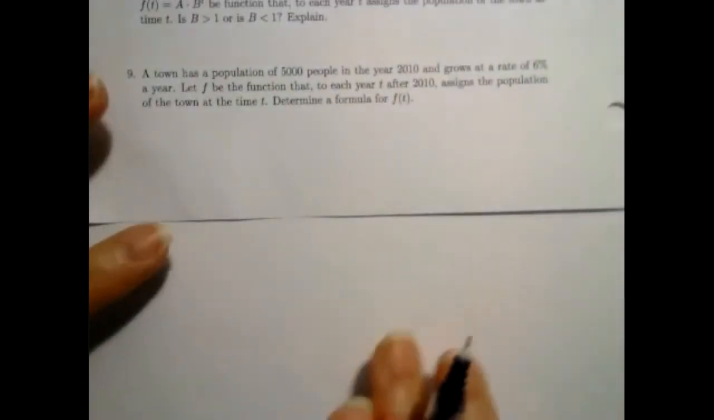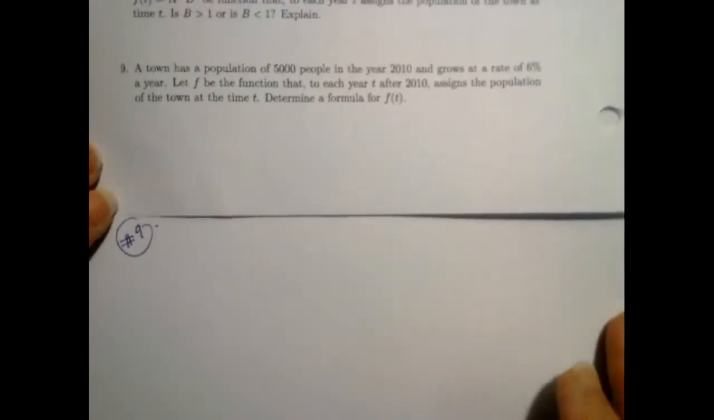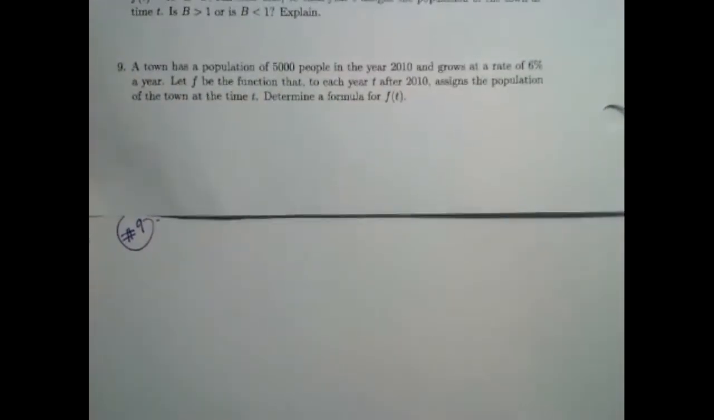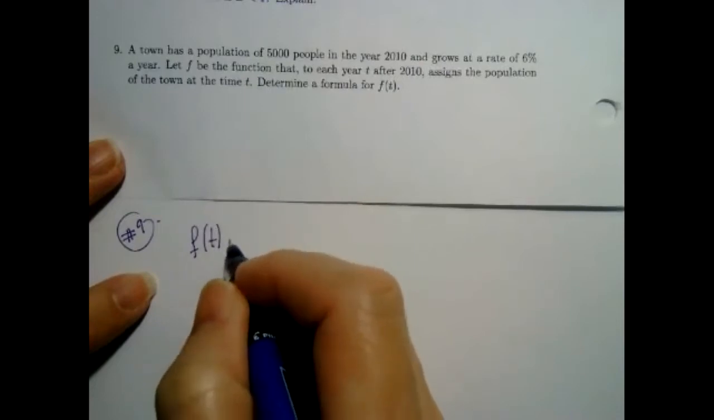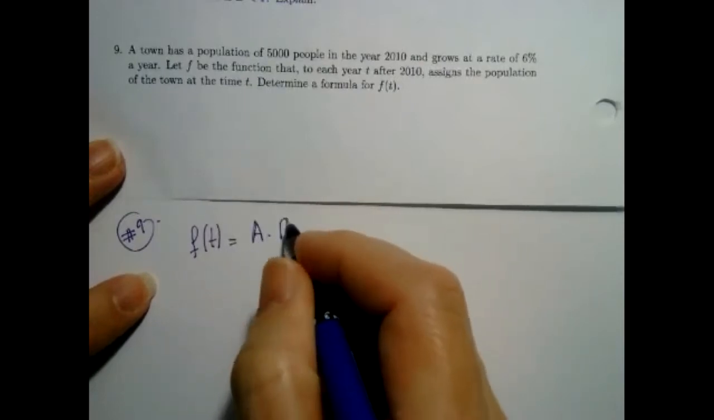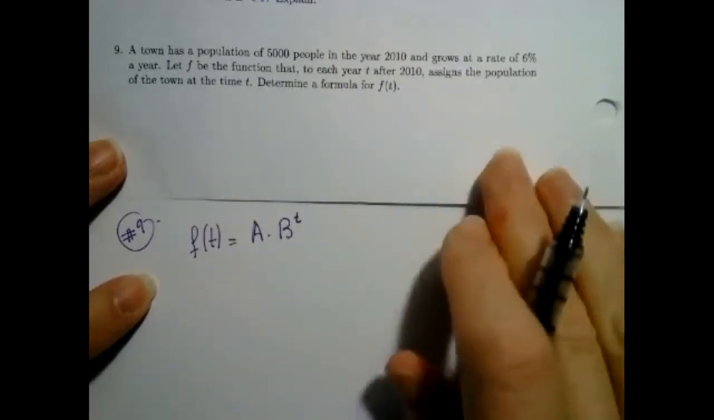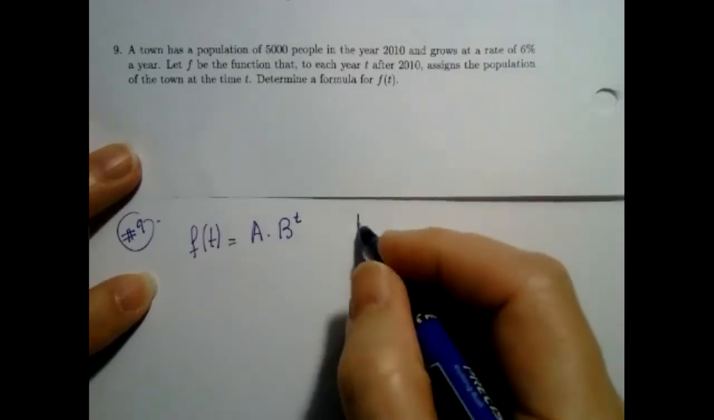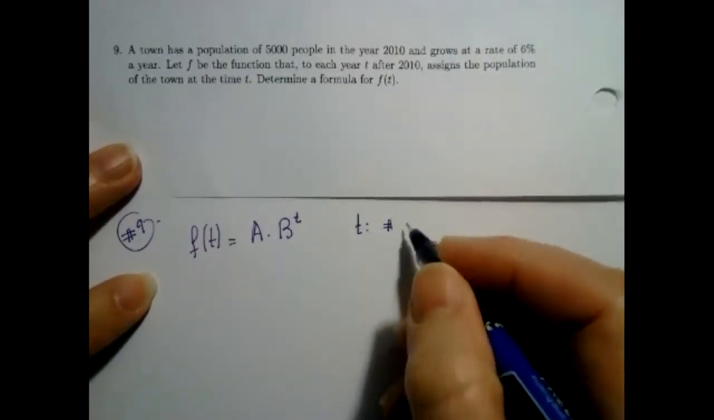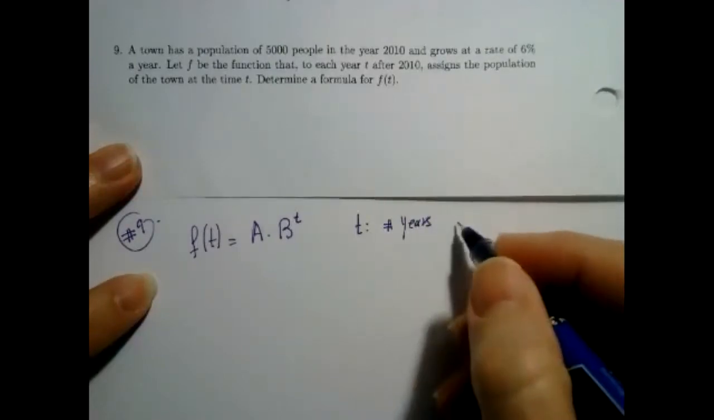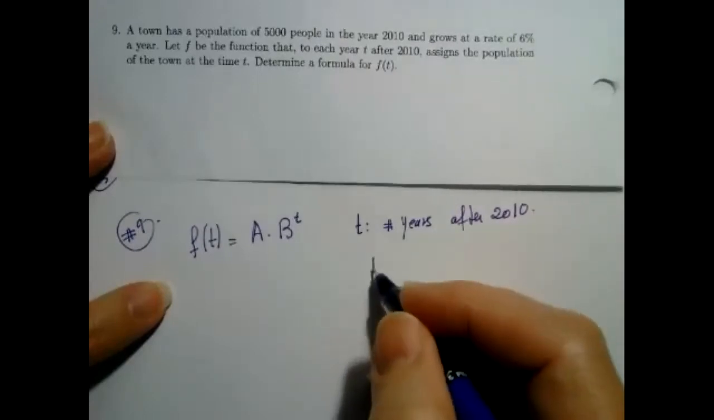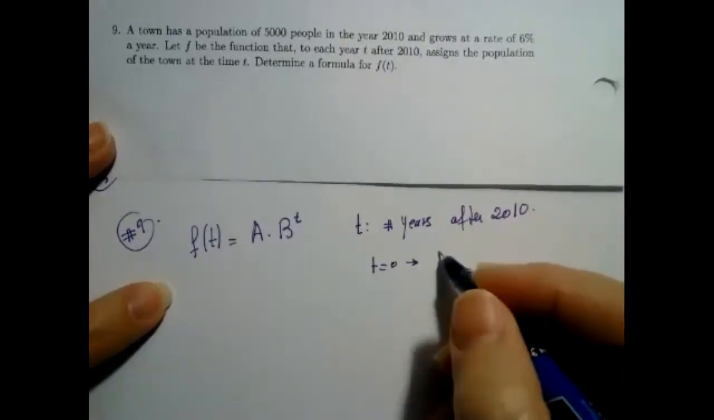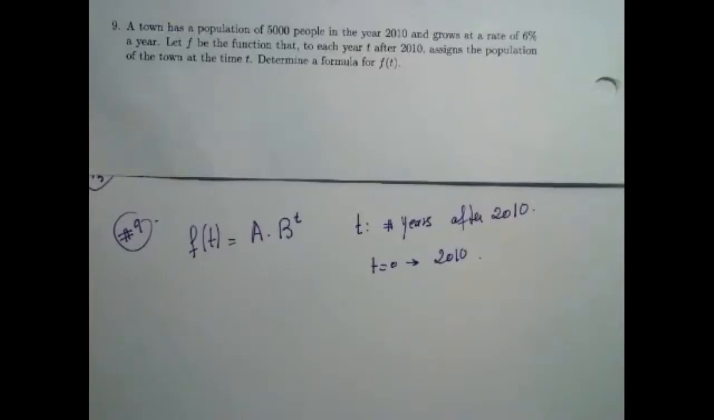Okay, so this is a long problem that we've done before. It grows by the same percent, which means it's an exponential growth. Okay, so it's not linear. It doesn't grow by the same amount. So f is a times b to the power t, and t is the number of years after 2010. So t equal to 0 basically coincides with the year 2010.